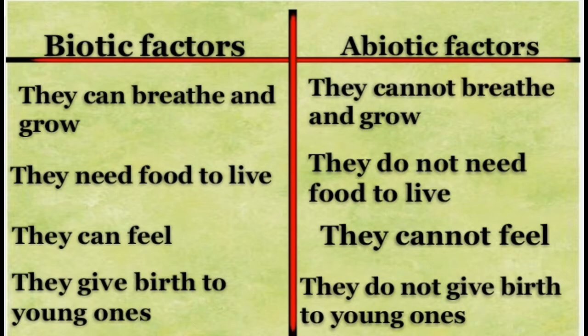Children, I will repeat this. Biotic factors, abiotic factors. They can breathe and grow. They cannot breathe and grow. They need food to live. They do not need food to live. They can feel. They cannot feel. They give birth to young ones. They do not give birth to young ones.